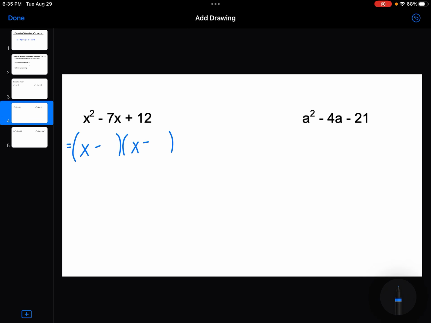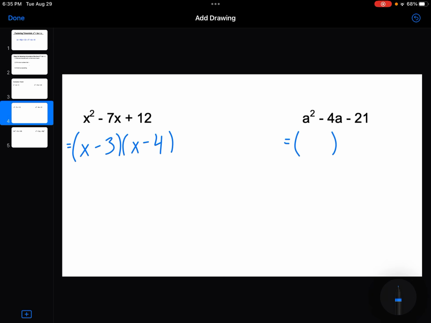Is it 12 and 1? Is it 6 and 2? Or is it 4 and 3? Those are all the ways we can multiply to 12. Well, in this case, I know 3 plus 4 is going to give me 7. Both negatives makes it negative 7. Negative 3 times negative 4 is positive 12, so I'm right. This next one's going to be a little bit harder.